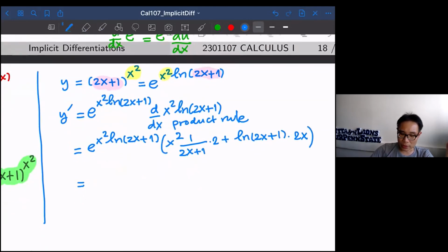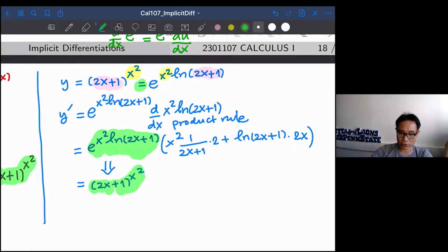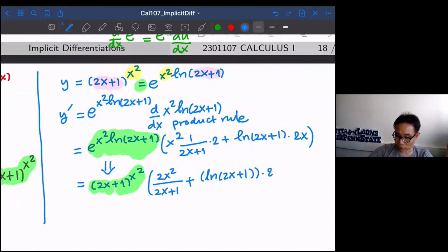And you get y prime. For this term, e to the x squared log of 2x plus 1 becomes (2x plus 1) to the x squared. This is right on the first line, the green guy. I just copy the green guy down. And the back here is going to be 2x squared over 2x plus 1 plus log of 2x plus 1 times 2x, like this.